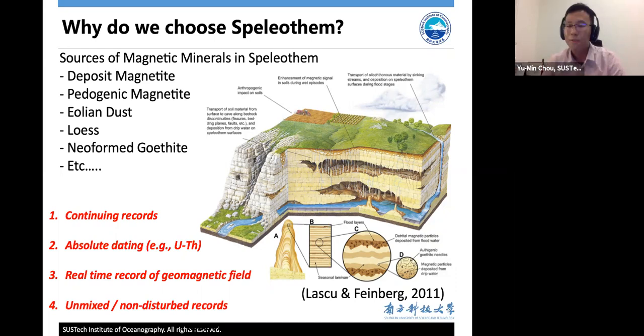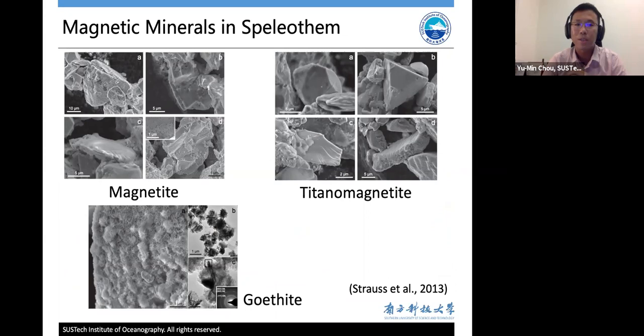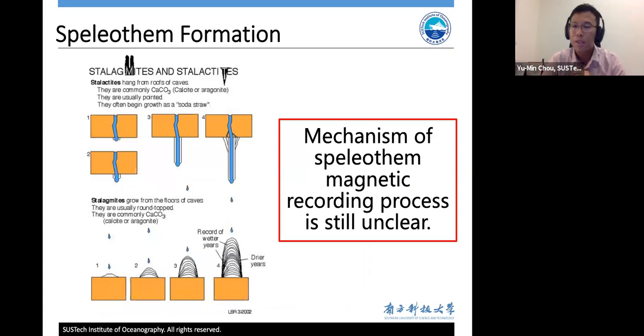the type of the magnetic minerals in speleothem is still one important issue, because all of the speleothem is not formed in one environment. The cave environment is quite different from site to site. So in some cases, we can get detrital sediments, and in some cases, we can get newly formed precipitation minerals such as calcite inside the speleothem. And so that means the mechanism of the speleothem magnetic recording process is still unclear.